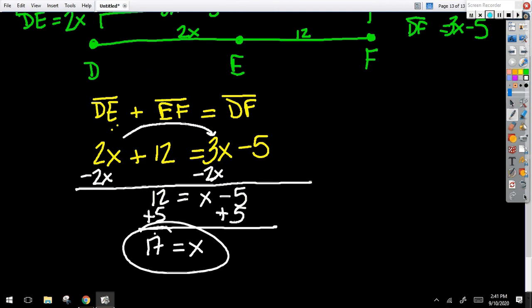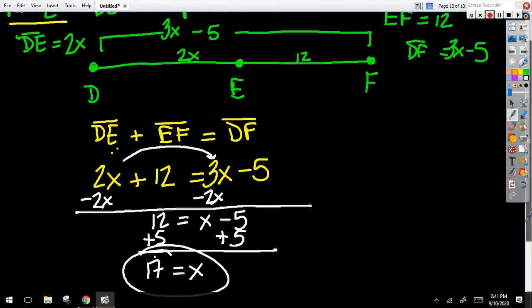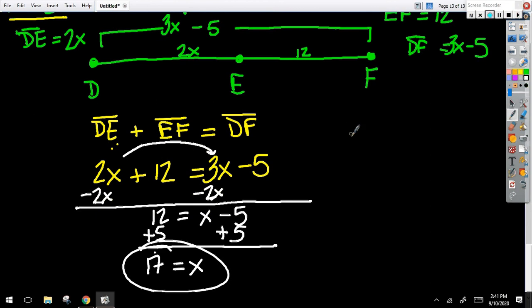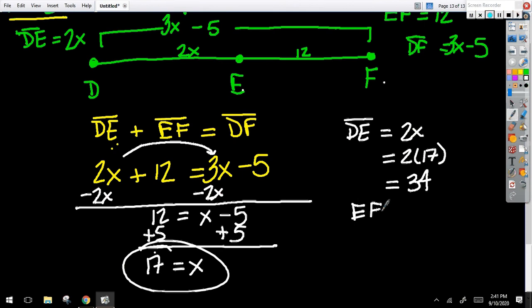Now, if 17 is x, that still hasn't answered the question I asked in the beginning, which was, what is the length of each segment? So let's go in and fill in what we know. If x is 17, that means that DE, which is 2x, is going to be 2 times 17, so DE is going to be 34. Then EF is already 12. That's already solved for us, right? So now let's find the length of the whole segment, DF.